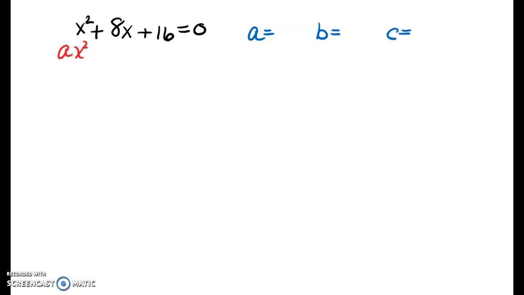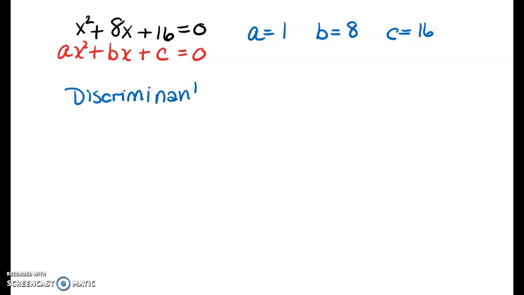So if my equation is supposed to look like this in standard form, I can see that a is going to be 1, b is going to be 8, and c is going to be 16. So now let's go ahead and evaluate the discriminant. And the discriminant is the part that's under my square root in my quadratic formula.